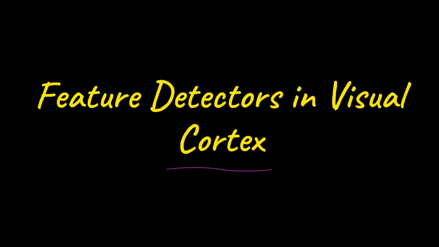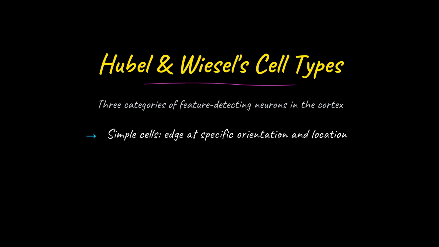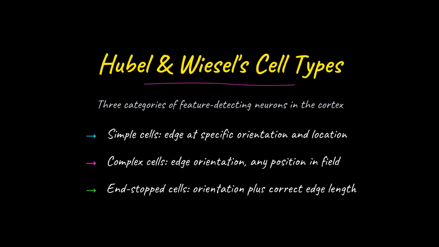Feature detectors are specialized neurons in the visual cortex that respond selectively to specific properties of a visual stimulus, like edges at a particular angle or motion in a specific direction. This discovery fundamentally changed how scientists understand visual perception. Hubel and Wiesel identified 3 types of cortical neurons. Simple cells require an edge at a precise tilt and location. Complex cells are more flexible about position. End-stop cells add length tuning. The edge must also be the right size.